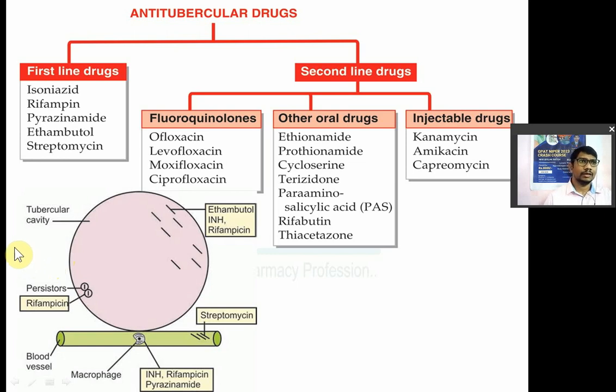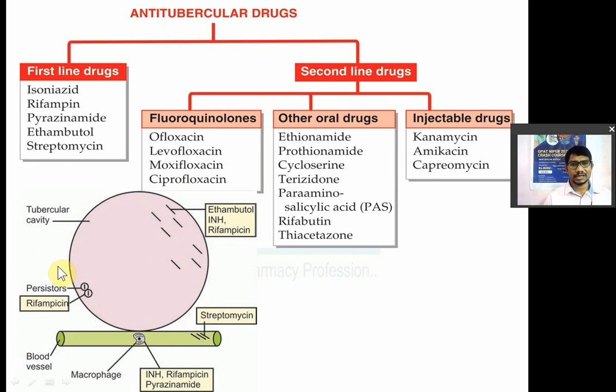In the cell there is a fibrous layer synthesis, and due to that fibrosis blood supply will not be there, less blood supply will be there, and that's why that form is known as persisters. So ये dormant form होता है और जब भी favorable condition आएगा ये फिर से regrowth होगा. So in that persister only the rifampicin is active.